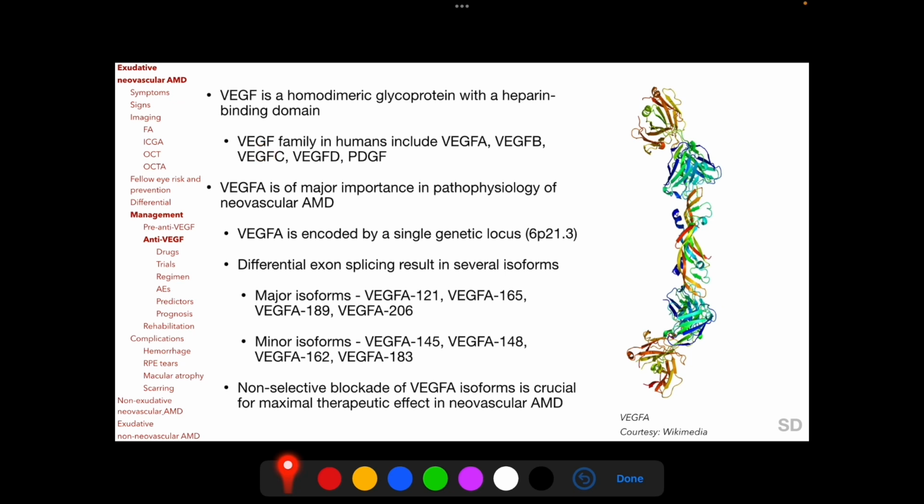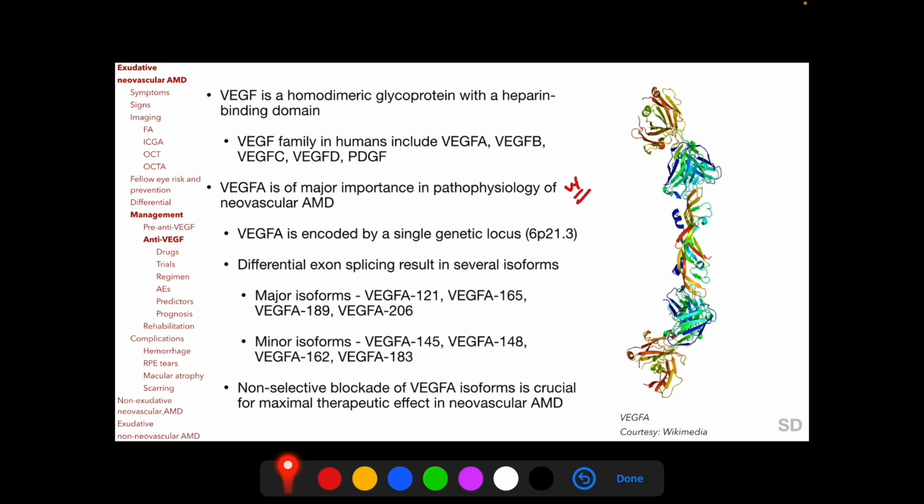The VEGF family of molecules includes VEGF-A, B, C, D and placental derived growth factor. VEGF-A is of major importance in the pathophysiology of neovascular AMD, and this is very important to remember. Often VEGF refers to VEGF-A itself. VEGF-A is encoded by a single genetic locus on chromosome 6, and differential exon splicing of this gene results in several isoforms, with the VEGF-A165 isoform being the most potent. These numbers actually reflect the number of amino acids in the VEGF-A protein isoform.